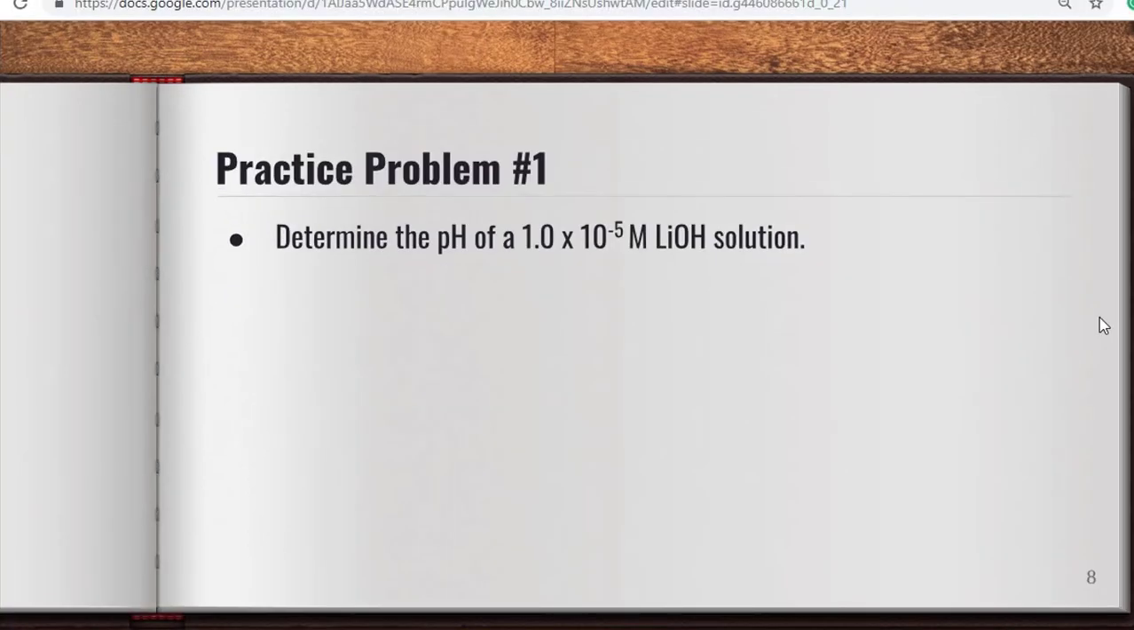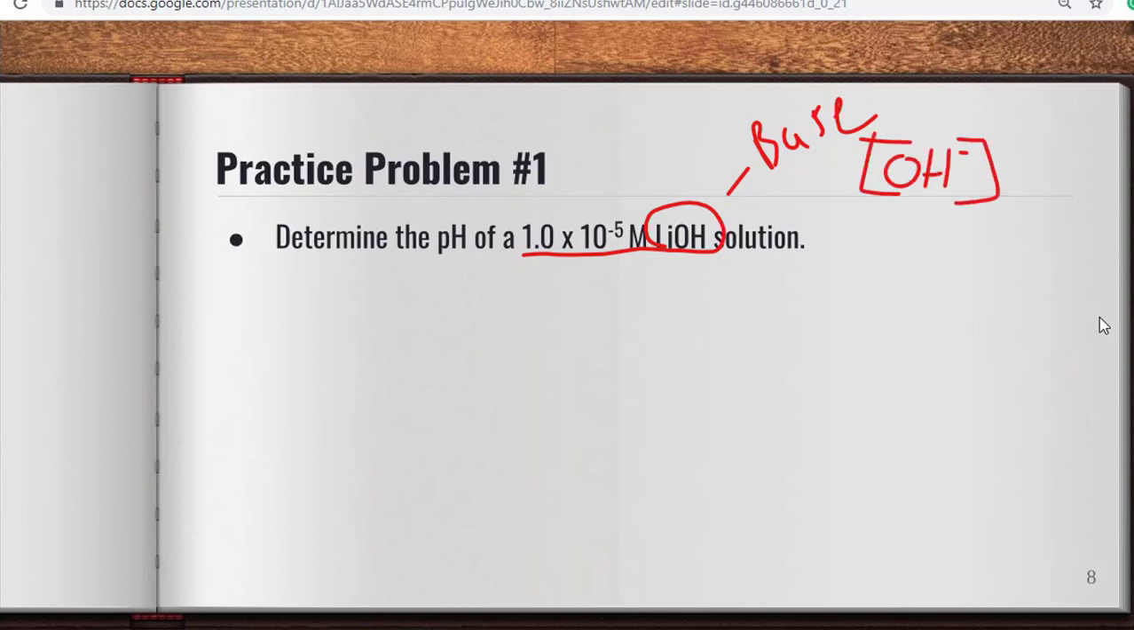So for our first practice problem, it says to determine the pH of a 1.0 times 10 to the negative fifth molar LiOH solution. The first thing we need to do is identify whether this is an acid or a base. We've got LiOH, which tells us that we are dealing with a base. That's a good place to start. And remember, when we talk about bases, we're talking about OH minus concentrations.